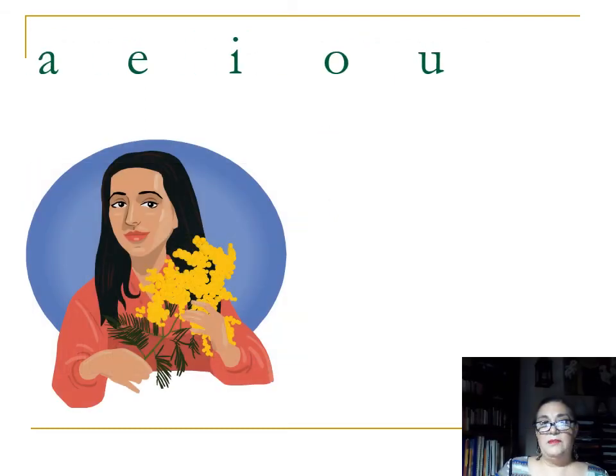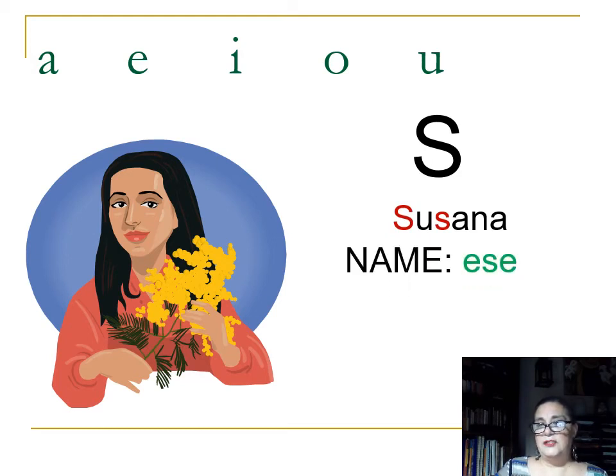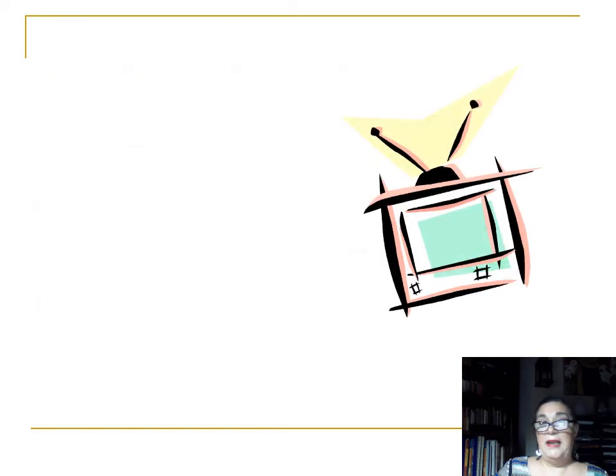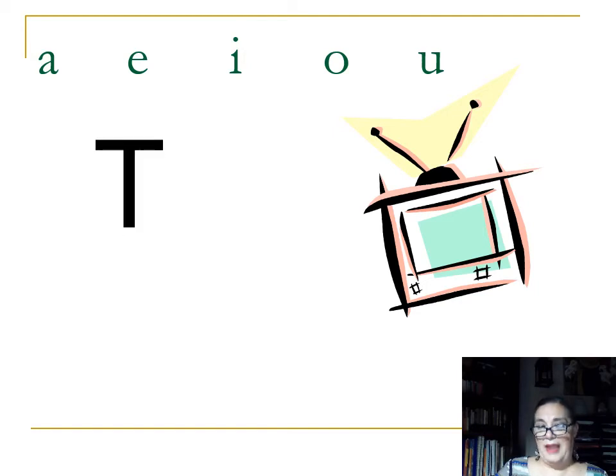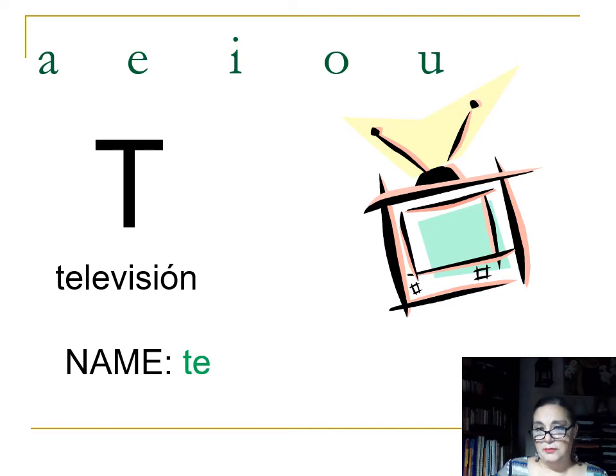Like English, it's the same thing. S, sa, se, si, so, su. Like English, the same thing. Te, ta, te, ti, to, tu. Official name, te. See? Like television.